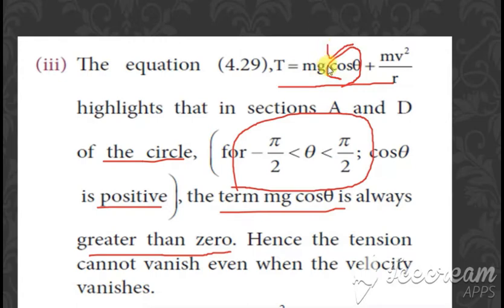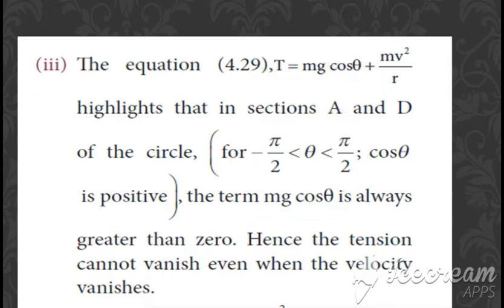If this is always greater than 0, we can say that T does not vanish. So tension cannot vanish even when the velocity vanishes. So even if the velocity vanishes, the tension will not vanish. So that is this point. This is the third point, which says that the tension cannot vanish even when the velocity vanishes.